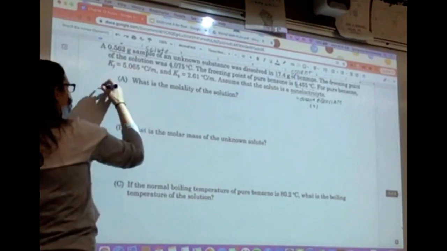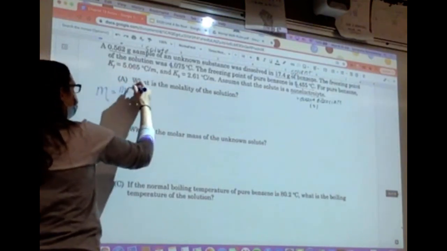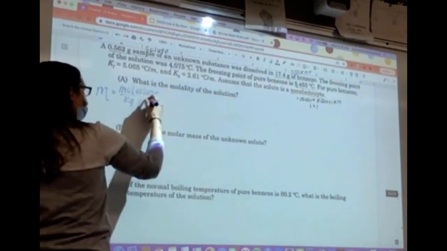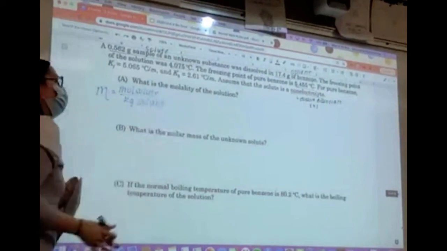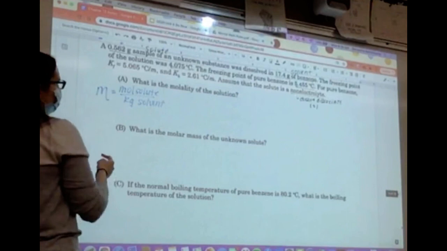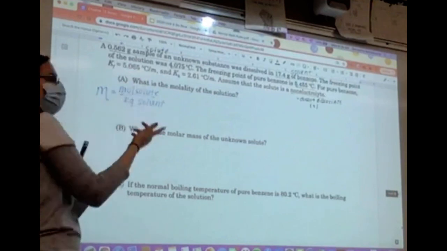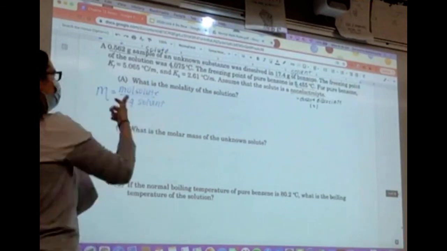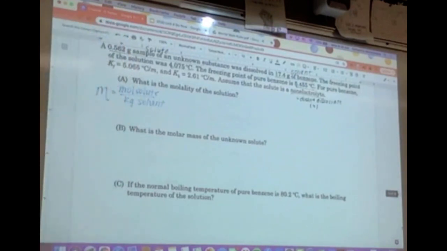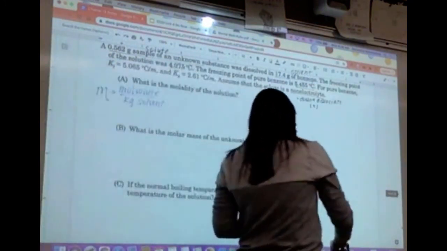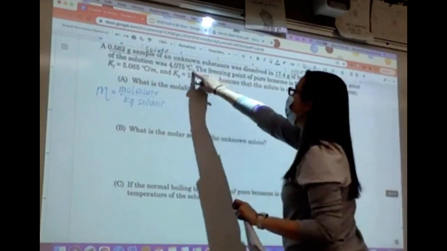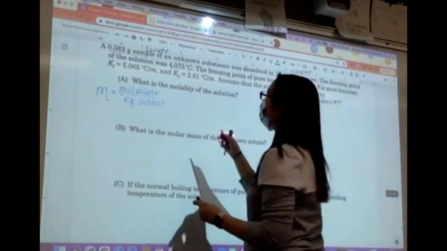Okay, well, I know from what we've looked at before that molality is moles of solute over kilograms of solvent. I know that from what we talked about last week. Well, if I try to figure this out, I don't know my moles of solute. And I can't figure out my moles of solute because I have the mass, but I don't know what it is. So I don't have the molar mass. So I'm going to have to solve for molality in a different way. And this is where having the freezing point information is useful.